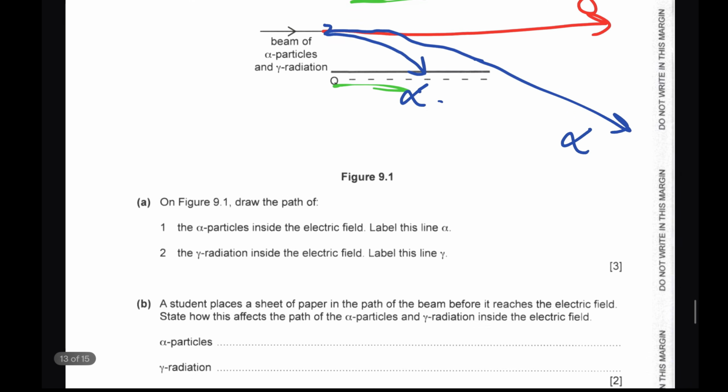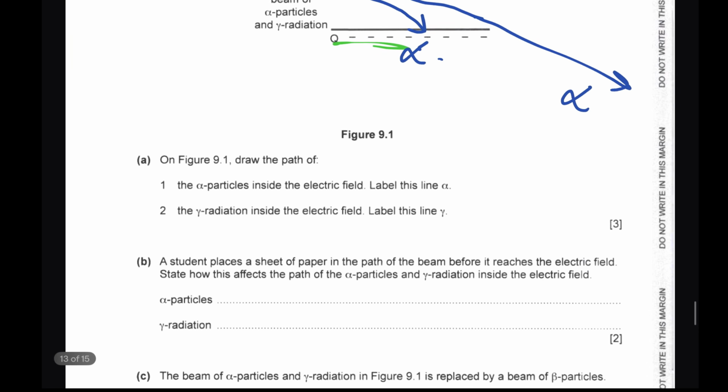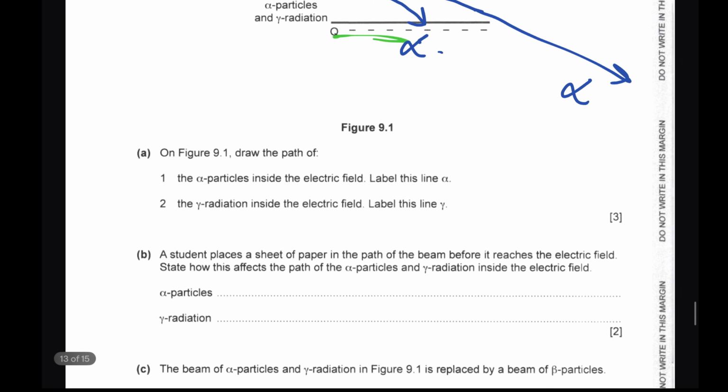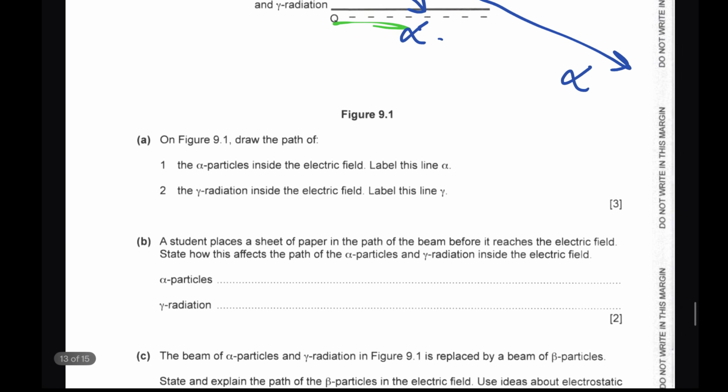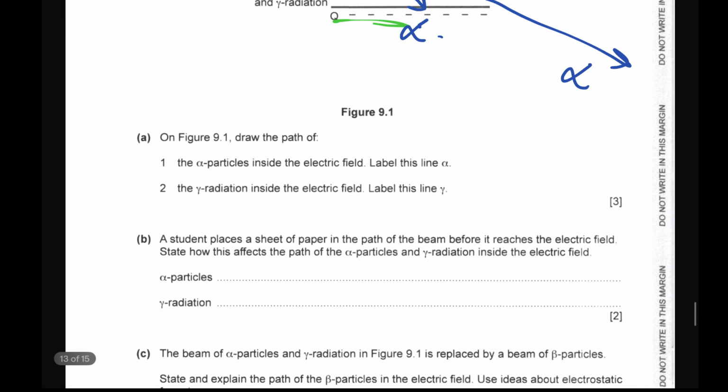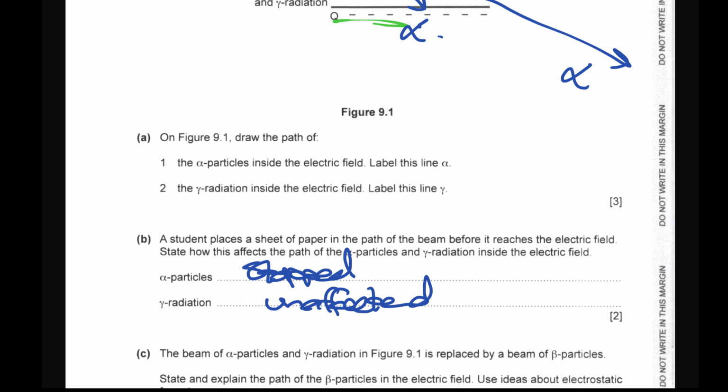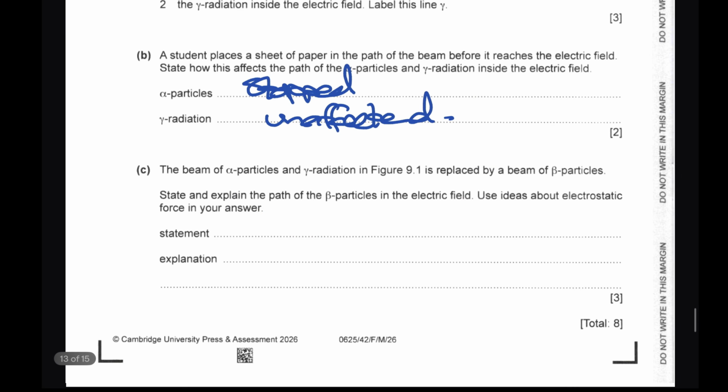That's the idea. Student places a sheet of paper in the path of the beam before it reaches the electric field. State how this affects alpha and gamma radiation of the electric field. So alpha will be stopped because paper stops alpha, and gamma will be unaffected because gamma is so penetrating that it does not even sense the presence of the paper in its path.